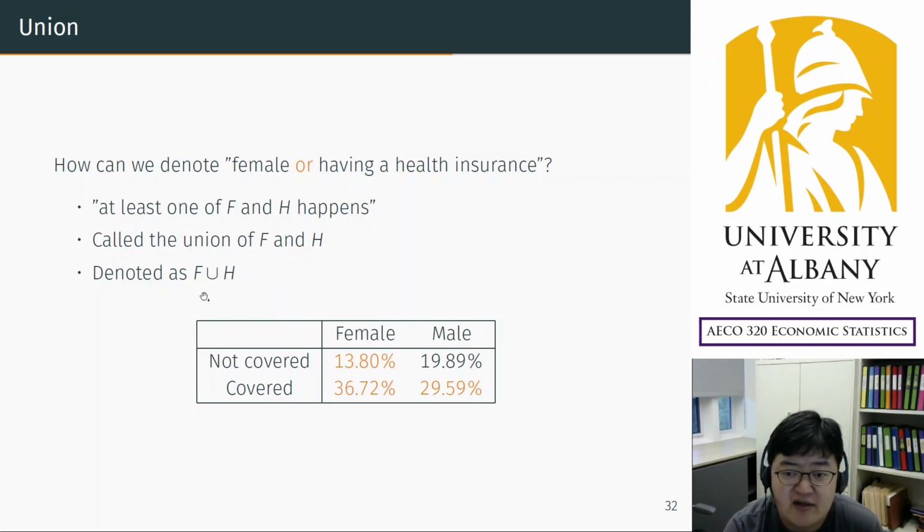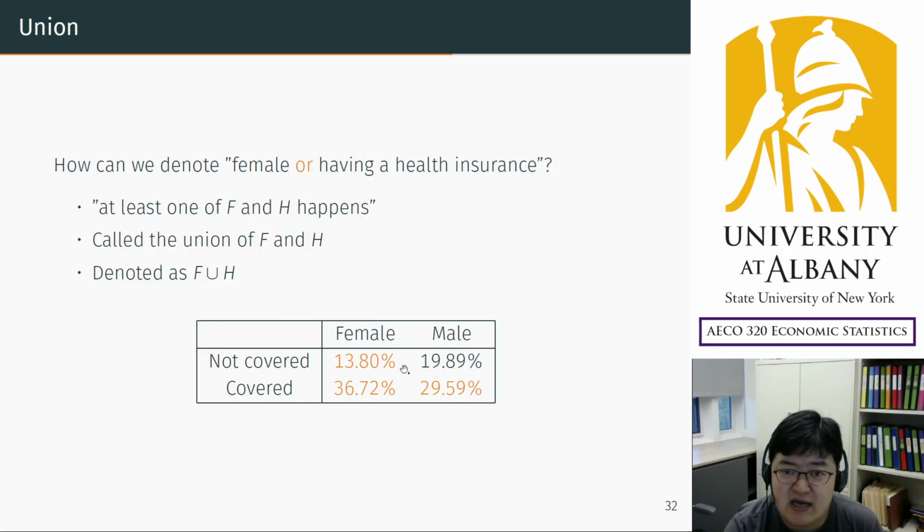And this event includes these guys. It's a union. So everyone who is female is included in that event, and everyone who has health insurance is also included in that event. So these three outcomes are included. These three types of people are included in that union.